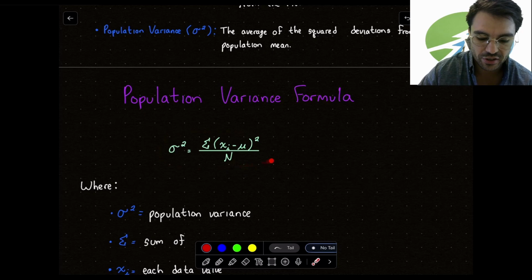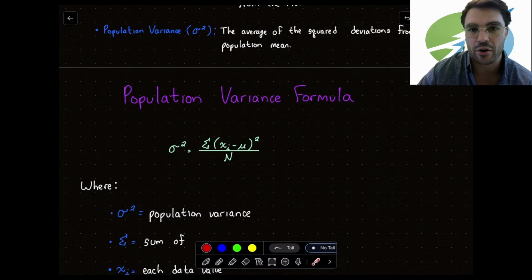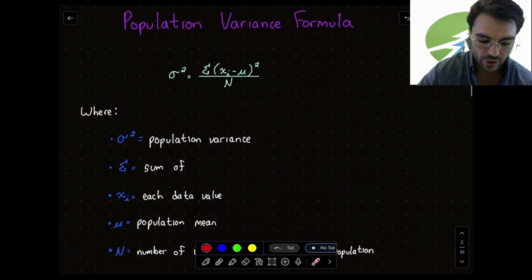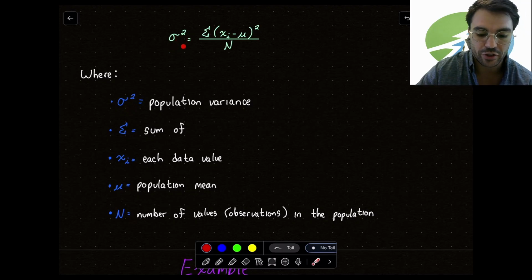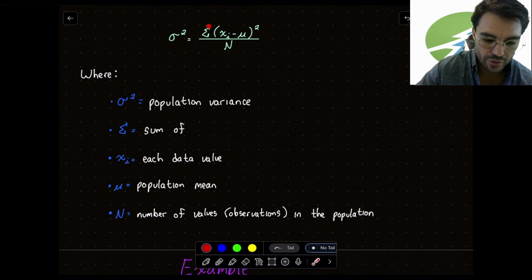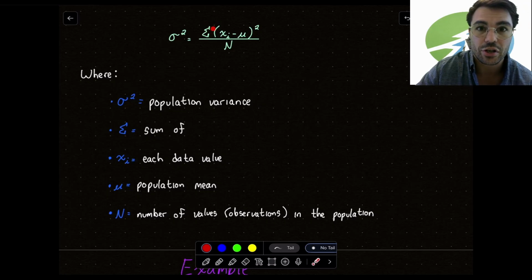It looks a little intimidating. This is a new symbol we probably haven't seen before, but we're going to break it down and make it very easy, okay? So here's the definition of all of our symbols here. This guy right here is our population variance. And again, we square it so that it's positive. This guy right here, I think that's the Greek capital letter sigma. This is the summation notation. It just means sum of. It means we're going to be adding a bunch of things, okay?